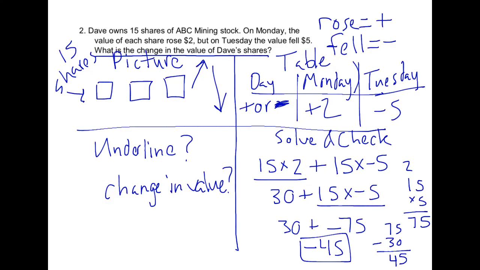It's negative because there's more negatives than positives, and I know that the price fell more. It fell by $5 and it only rose by 2, so I know that my answer should be negative. So the change in value is actually negative $45.